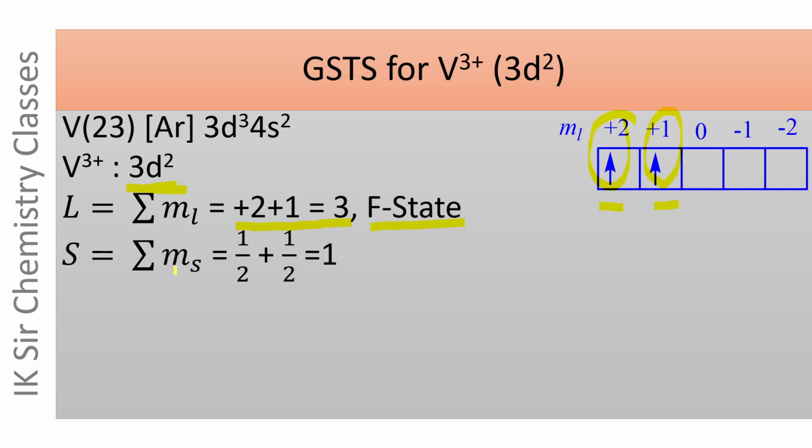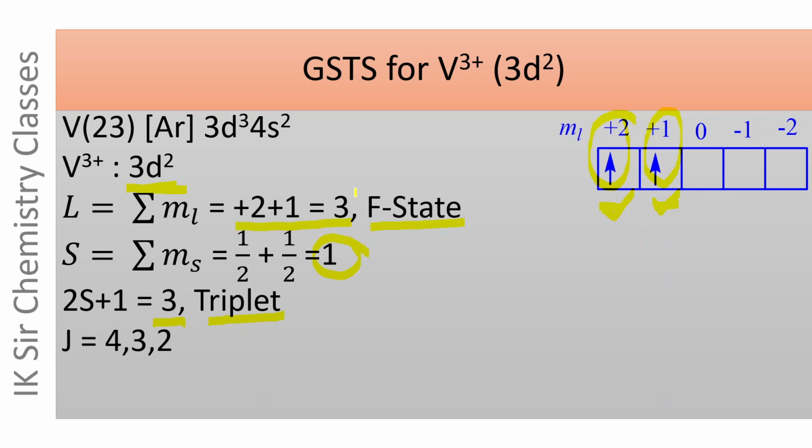Capital S is equal to the summation of ms values, 1/2 + 1/2, it will be equal to 1, and 2S+1 is equal to 3. It is a triplet state. The maximum value of J is L+S, that is 4, and its minimum value is 3 − 1, that is 2, and the value of J varies from L+S to L−S in integral steps. Thus, there are 3 values of J, 4, 3 and 2.